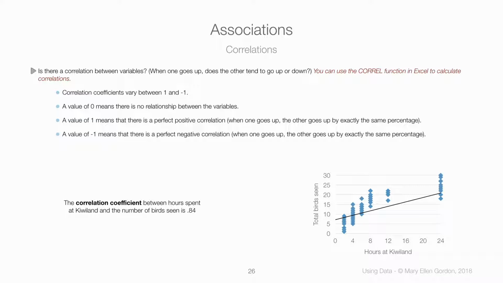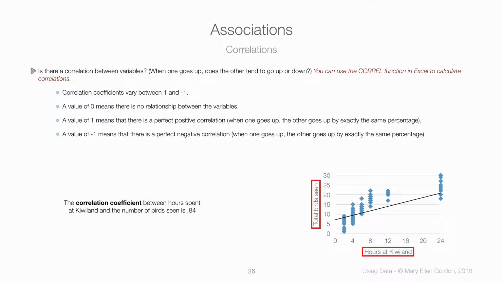One very simple way to look for associations is to do so visually. For example, here we can see the number of birds seen by different visitors as we did in previous examples, but we can also see the number of hours each person spent at Kiwiland on the other axis. This allows us to explore whether there's an association between the number of hours a person spent at Kiwiland yesterday and the number of birds they saw.